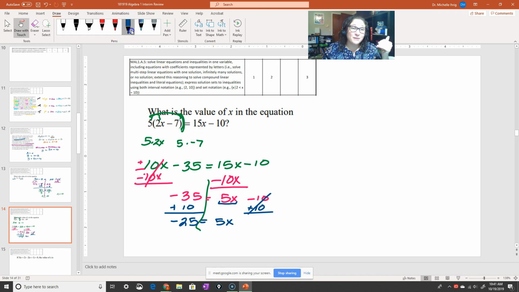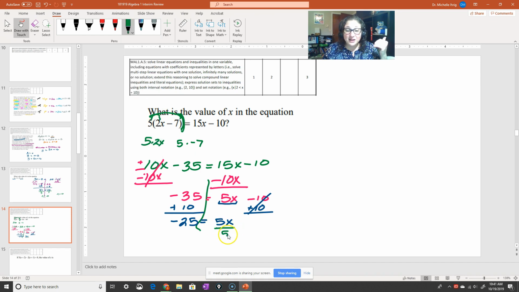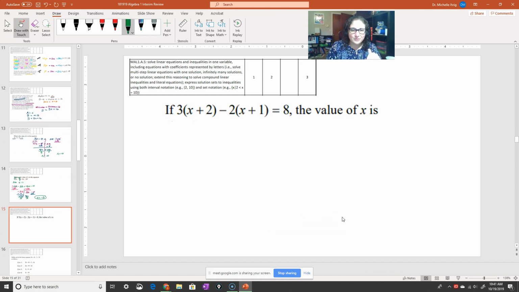Again, I'm back in that football situation. I've got the 5x and the x are in a huddle, or not huddle, a tackle. What do we need to do? Divide them apart. So I divide that side by 5, I divide this side by 5, and I'm left with x equals negative 5. Now, if you want to get fancy, you could substitute back in and do that math. I'm not going to take our time to do that.